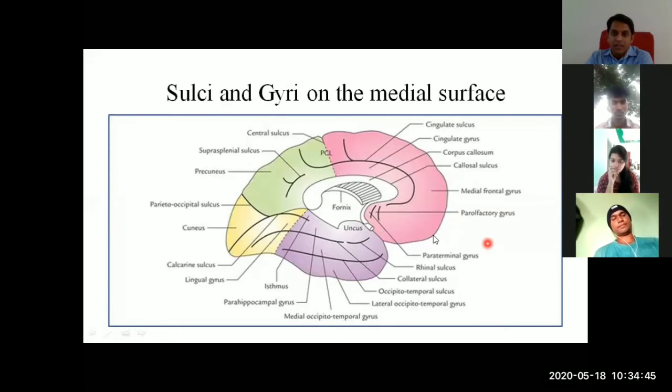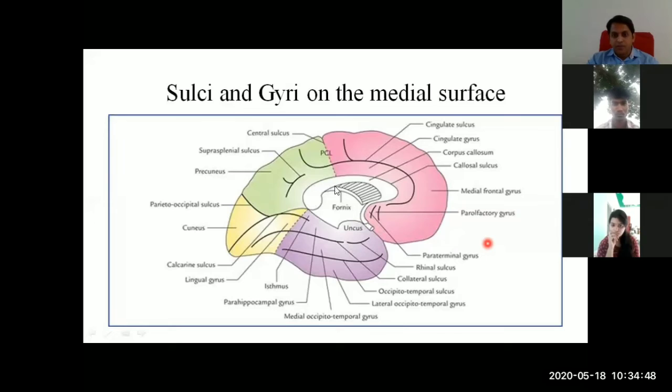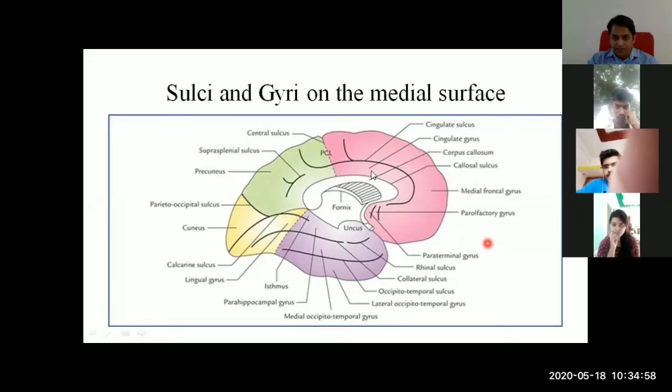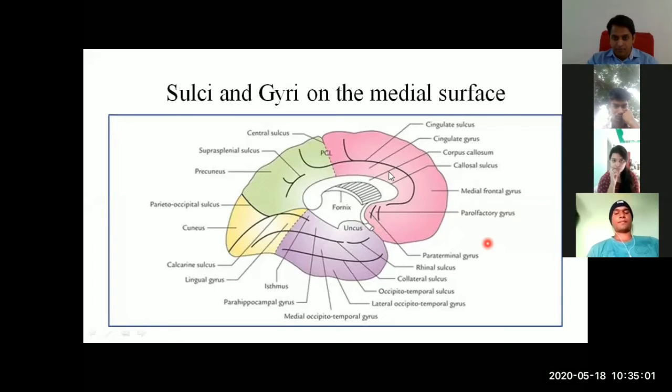Let us go with the sulci and the gyri on the medial surface. Above the corpus callosum, the sulcus running parallel to it in a C-shaped manner is the cingulate sulcus, and the gyrus enclosed within it is the cingulate gyrus. In this area, you can see two more sulci, called the para-olfactory and the para-terminal. This is the anterior para-olfactory sulcus, and this is the posterior para-olfactory sulcus, and the two gyri are called the para-terminal gyrus and para-olfactory gyrus.